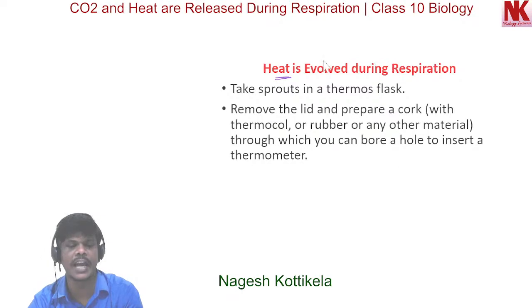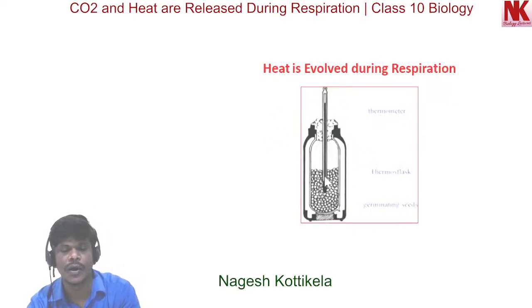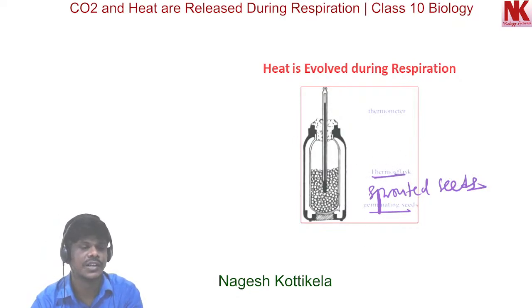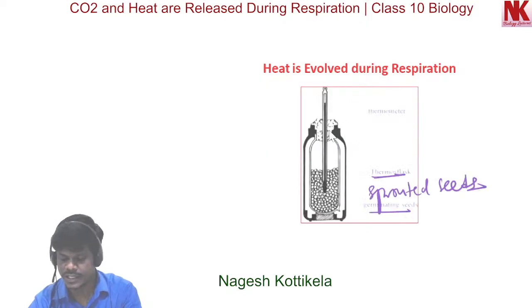Take sprouts in a thermos flask. You can see here this is a thermos flask. Now here sprouts are taken. These are the germinating seeds, or sprouted seeds. So like this the sprouted seeds are taken in a thermos flask. Now what needs to be done here? After this, remove the lid and prepare a cork. You can see here in the picture, this is a cork.